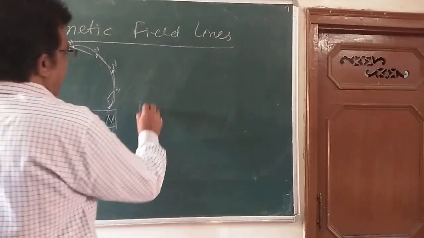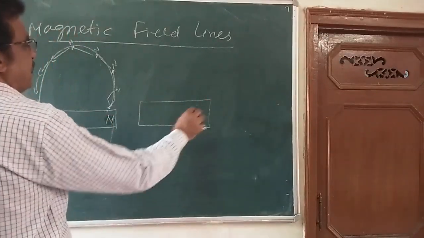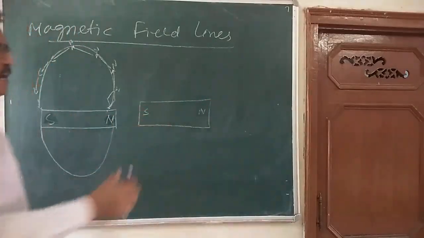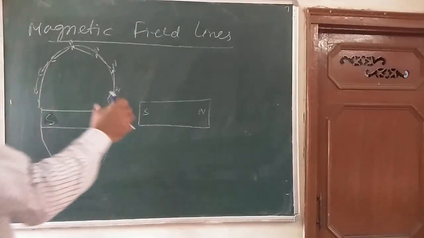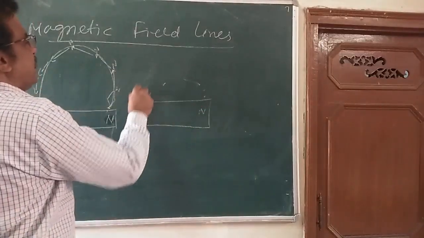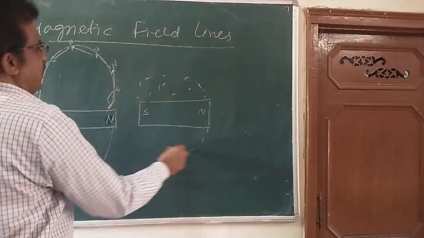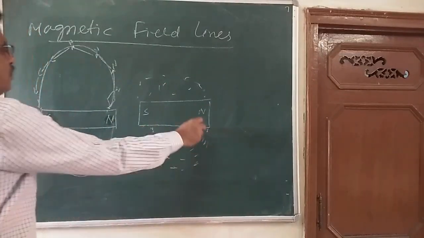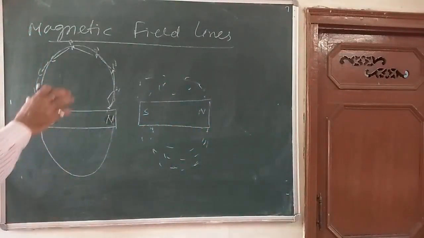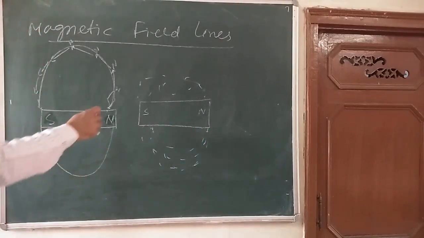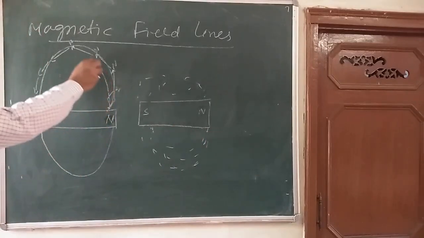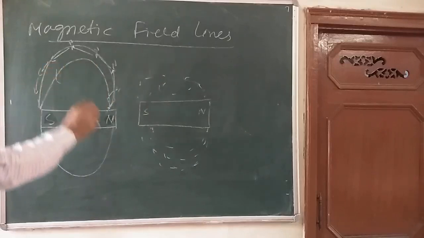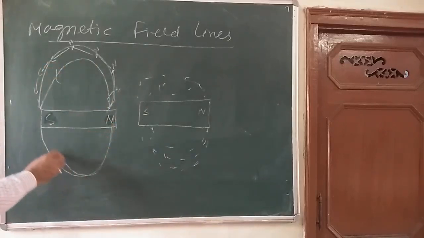Even if I take a bar magnet and sprinkle iron filings nearby it, the iron filings will settle down in this manner. So what are we observing here? We are observing that the magnetic field line starts from the north pole and ends at the south pole, in this manner.